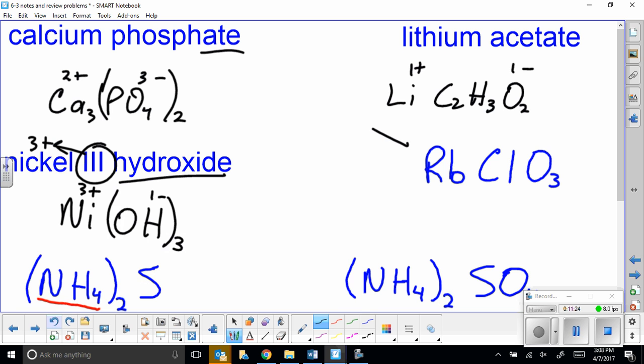Now, if I'm given a formula, I'm going to write the name. So this is rubidium, and I need to look to see if that's a transition element or not. Rubidium is, where's rubidium? There it is. It's in group 1, so it's not a transition. It's a 1 plus. Chlorate is a 1 minus, so I'm not going to crisscross at all. And I'm going to have RbClO3.